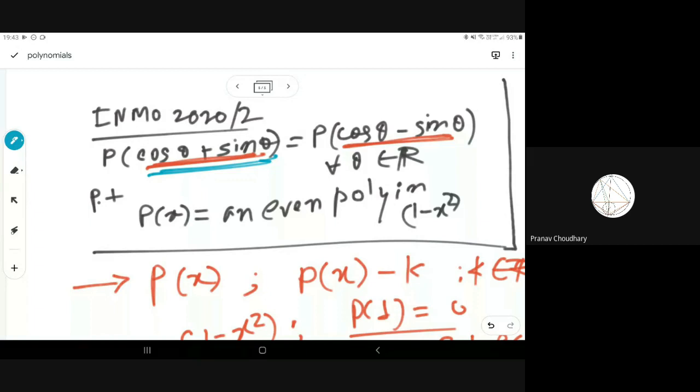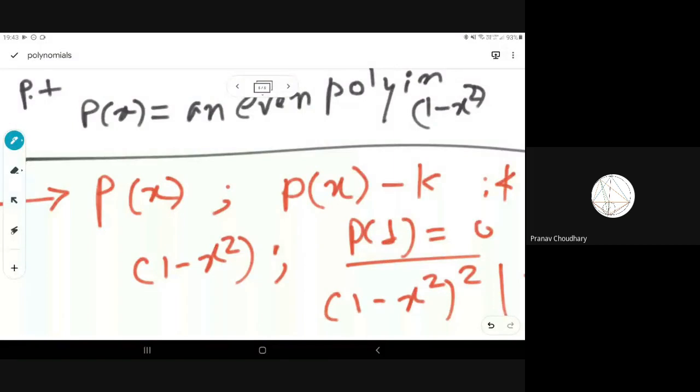So you don't know a lot about the functional values at different points, so you're still kind of stuck. But if you differentiate both sides, then you would have an extra term: differentiating cos theta becomes minus sine theta, and differentiating sine theta becomes cos theta. So on the LHS you would have a term cos theta minus sine theta into p dash of cos theta plus sine theta. That term is important because it gives you a lot more freedom, right?